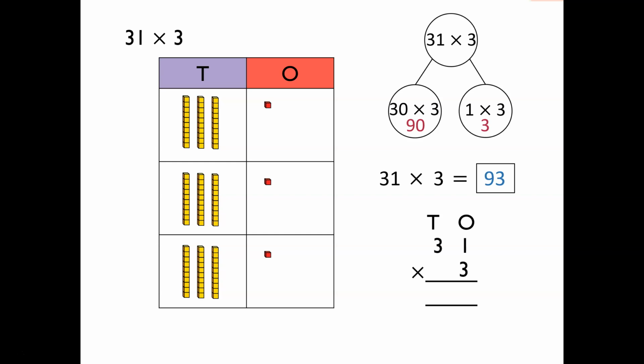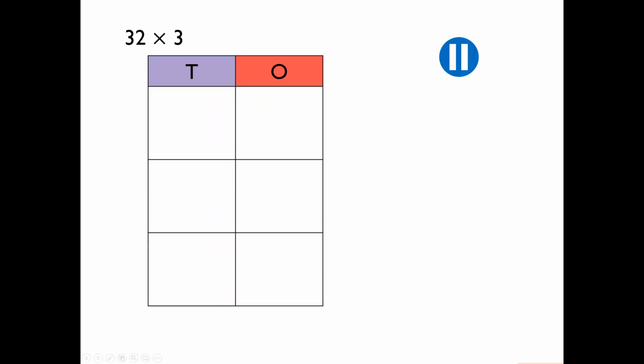I start by multiplying my ones. 1 times 3 is 3. Then, looking at my tens, I multiply 3 tens by 3, which is 9 tens. And I record that in the tens place. We can see 31 multiplied by 3 is equal to 93. Can you show this calculation using the three methods shown today?